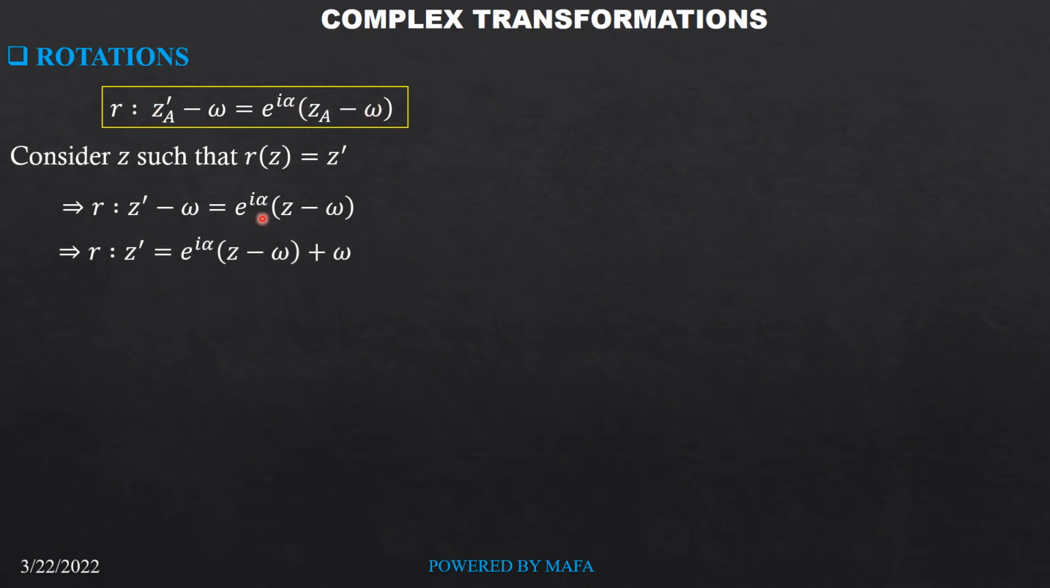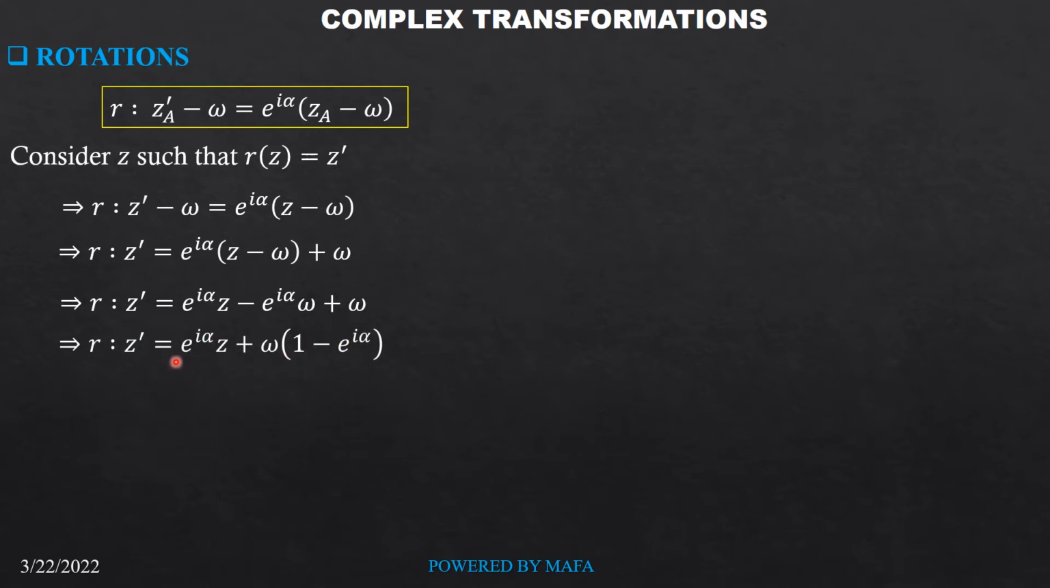If you add omega on both sides of the equation, you are going to get this equation. Next, we can expand this and we are going to get this, and now we can factor out omega and we have e to the i alpha z plus omega into 1 minus e raised to the power i alpha. That's z prime. That's the expression of z prime.